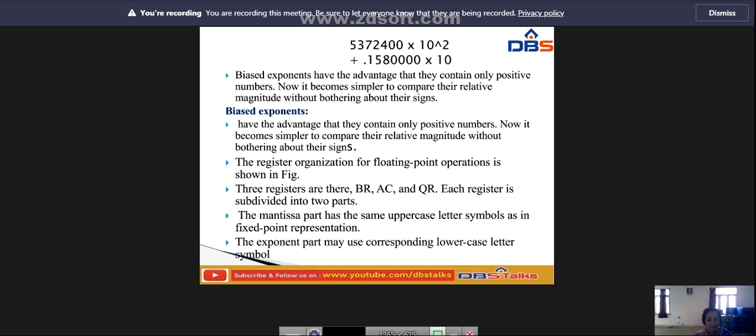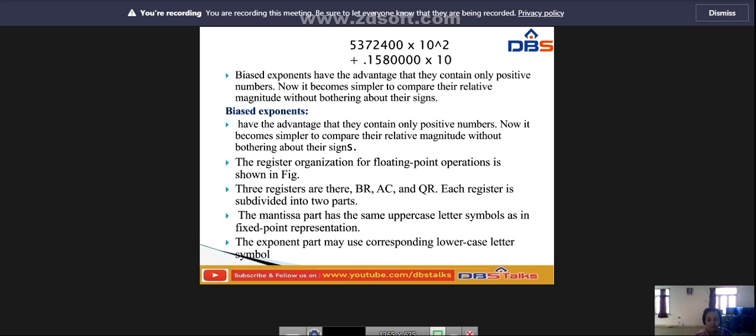So we can represent the exponent in any one of three representations, that is sign magnitude, sign 2's complement and sign 1's complement. Okay. Biased exponents have the advantage that they contain only positive numbers. It becomes simpler to compare their relative magnitude without bothering about their signs.